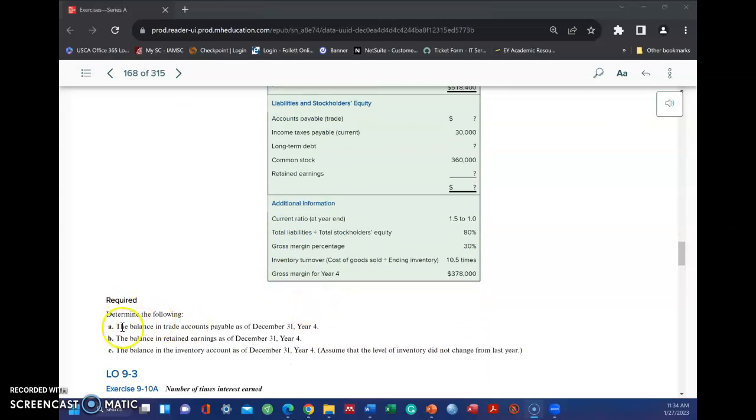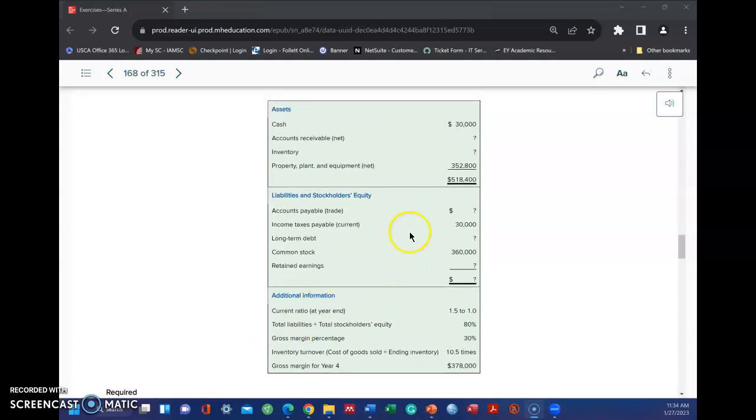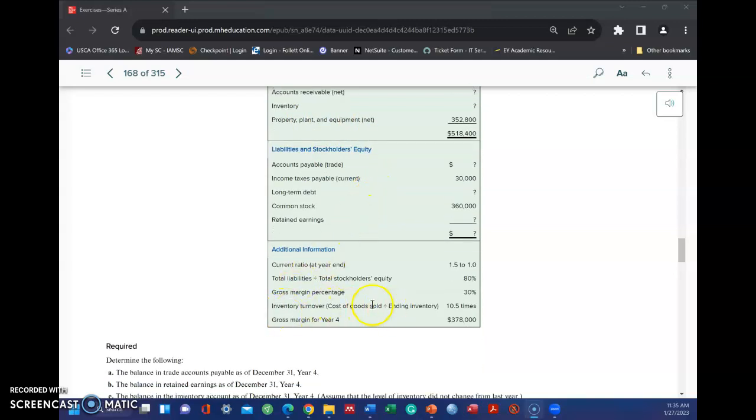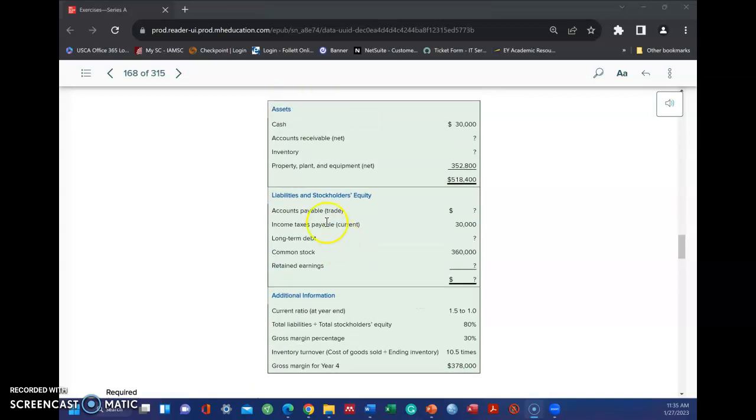And the requirement, the first one, this is what we're going to do in this video, is A, the balance in the trade accounts payable, year December 31st. Calculate it, determine it. Well, we got a question mark here. So that's going to be somewhat challenging. Oh, and by the way, accounts payable, when it says trade, that means they owe vendors. Looks like they make stuff. Cost of goods sold, inventory turnover. Sounds like they either buy and resell or they're a manufacturer. So that's their vendors that they buy stuff from, to either resell like Walmart or to make like Ford.